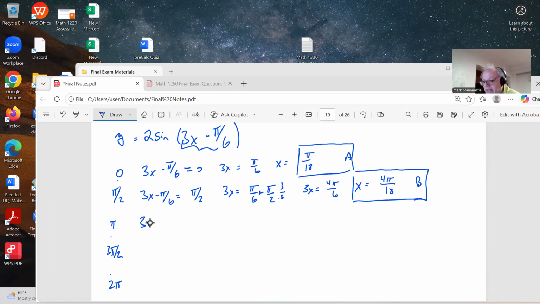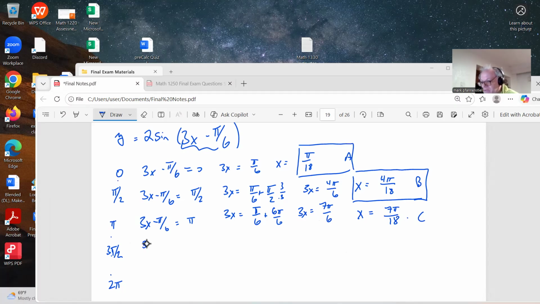Okay, we have 3x minus pi over 6 is equal to pi. We'll go ahead and deal with this. We have 3x equals pi over 6 plus, I'm going to jump the gun and say pi is equal to 6 pi over 6. Okay, 1 and 6 would be 7. So we have 3x equals 7 pi over 6. And I divide both sides by 3, and I'll say x is equal to 7 pi over 18. Okay, that's point C.